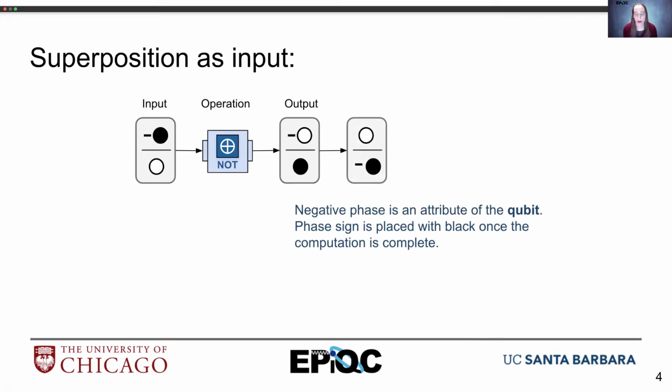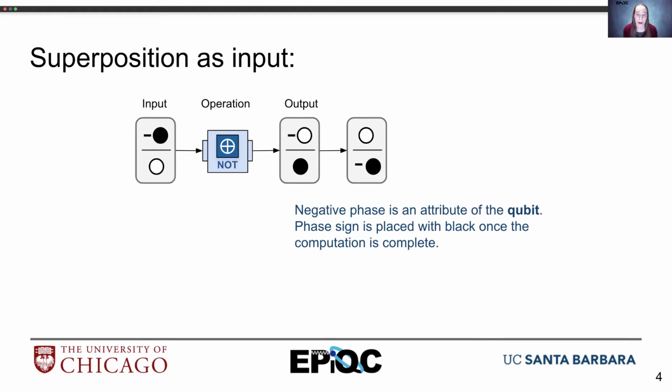Negative phase is actually an attribute of the qubit as a whole. It's not associated with the white ball or black ball, but the convention is that we always put that negative sign on the black ball. So once you've completed your operation, there's an additional step that we sometimes have to do to fix the negative signs, to put them in the right place. In this case, we would swap it from the white ball to the black ball because this is only talking about one qubit. And it's really just saying that the phase is negative for this entire qubit.